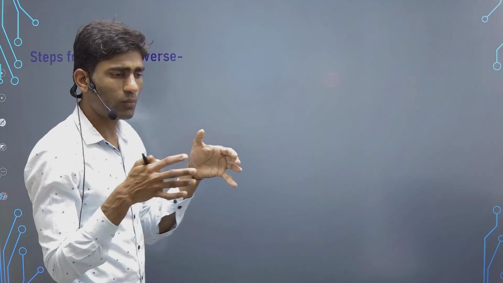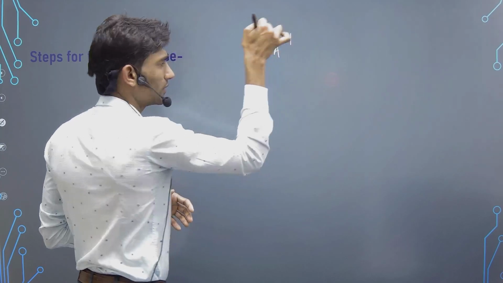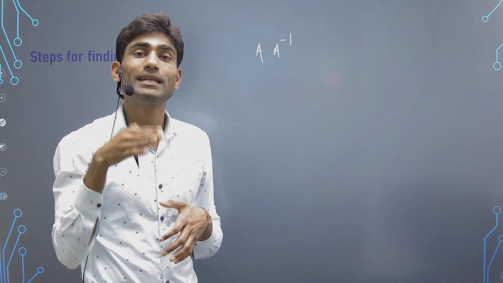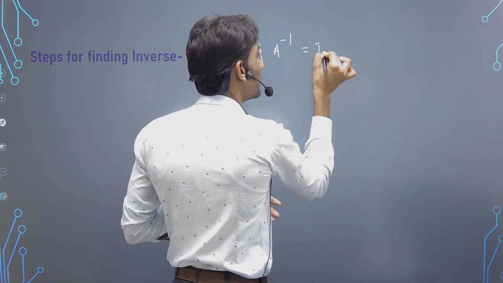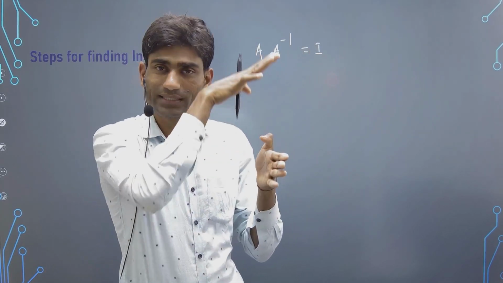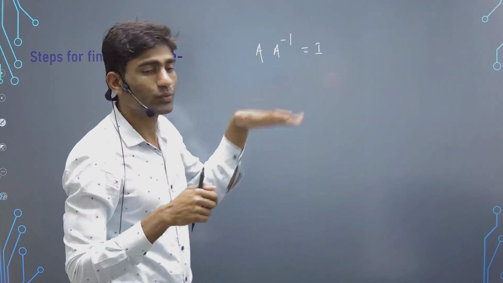First, what is meant by inverse? We need to understand it first, then the next part is easier. Inverse means that when we multiply any matrix by its inverse, we get the identity matrix. What is meant by the identity matrix? It is the matrix whose diagonal elements are 1 and the other elements are 0. That is the identity matrix.